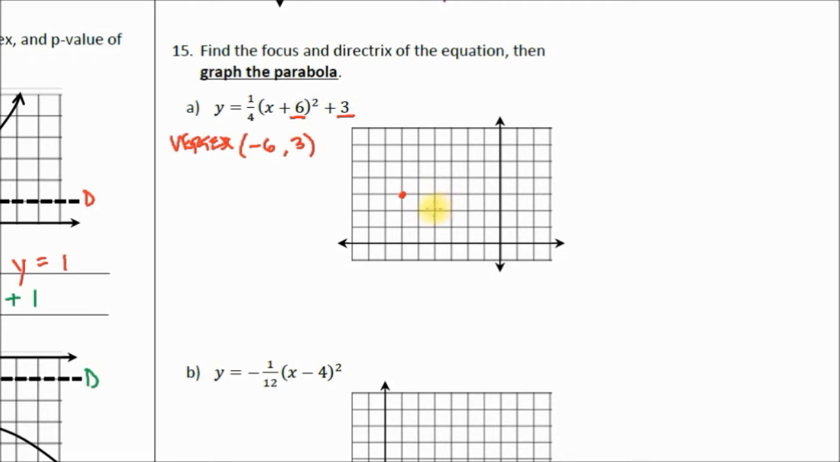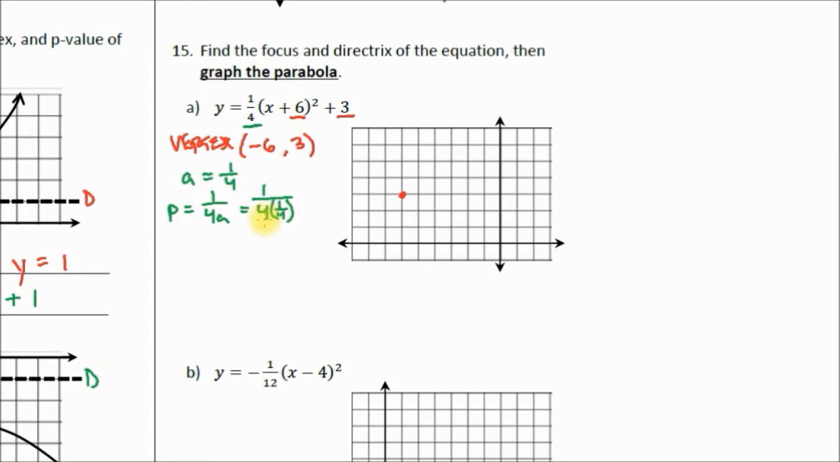There is our vertex. Alright, we got to find the p-value in order to find the focus and directrix. We find that by using the a value. So since our a value is 1/4, our p value is going to be 1 over 4a. And that's 1 over 4 times 1/4.